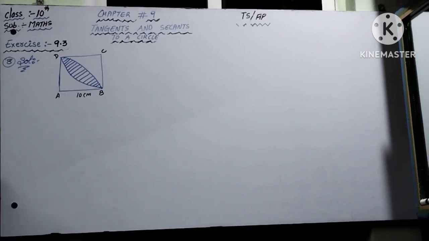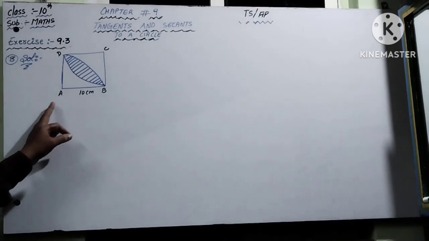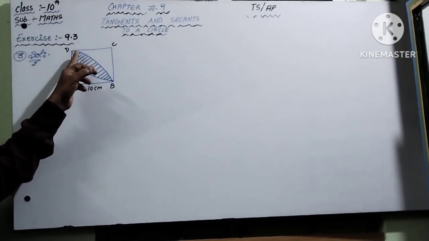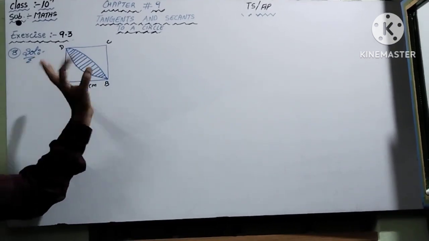In this problem, ABCD is a square, and the side of the square is 10 centimeters, and this is the shaded part. I have to find the shaded part area. What is this shaded part area?